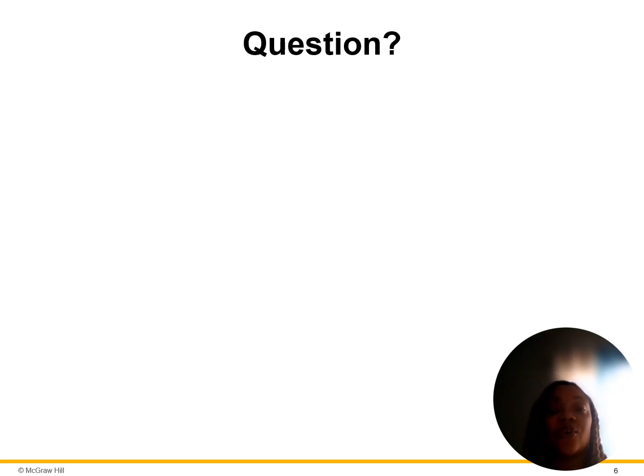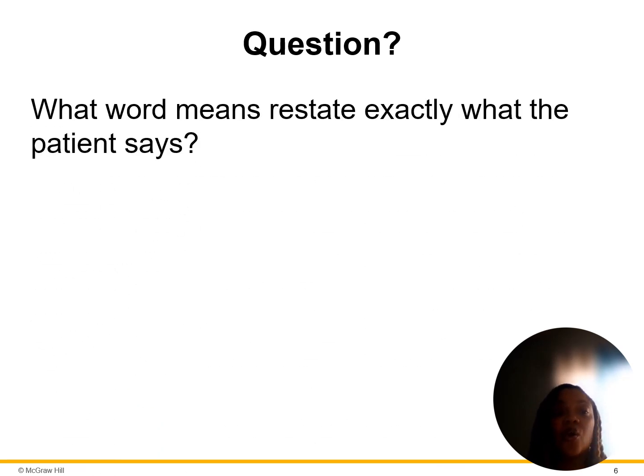All right, so another question. What word means restate exactly what the patient says? Give you a few seconds to put in the chat what you think it is. Okay? All right. So, those of you who typed mirroring, you are correct.